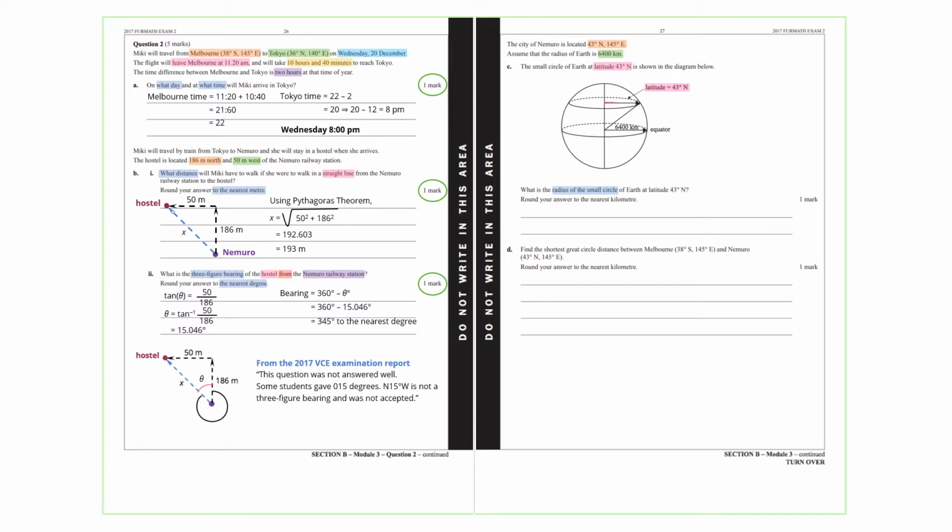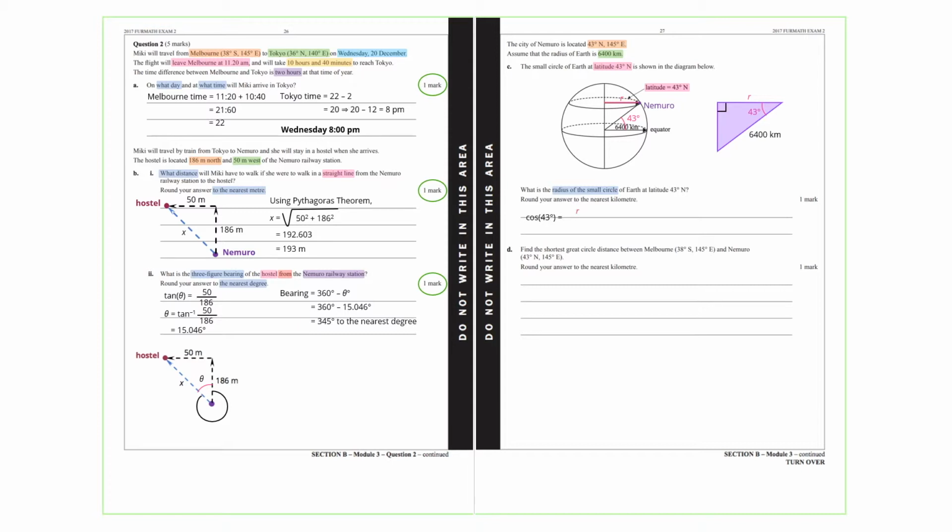We are going to start by labeling the radius of the small circle with R, and then place Nemuro on this diagram. The angle shown is 43 degrees, so we can now construct a right-angled triangle. We are going to use this right-angled triangle to calculate the radius. The hypotenuse of the right-angled triangle is 6,400 kilometers because this is one of the radii of Earth.